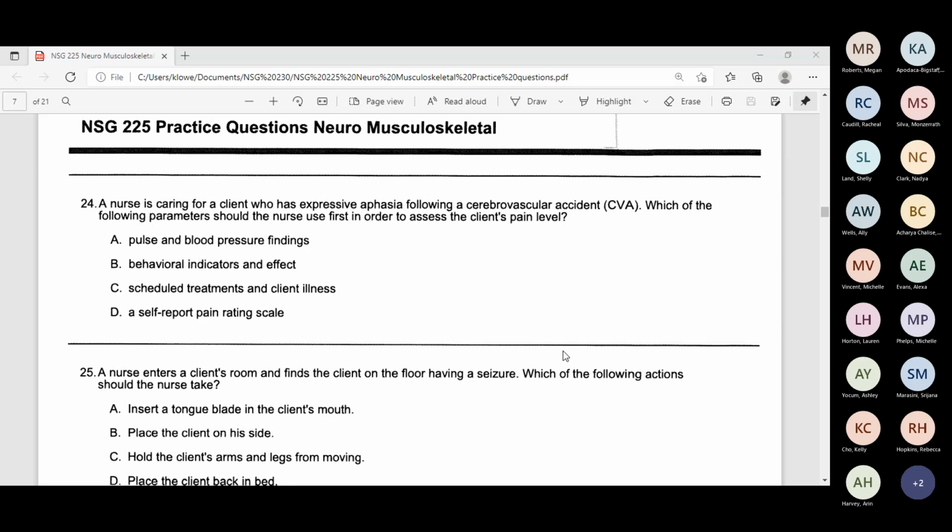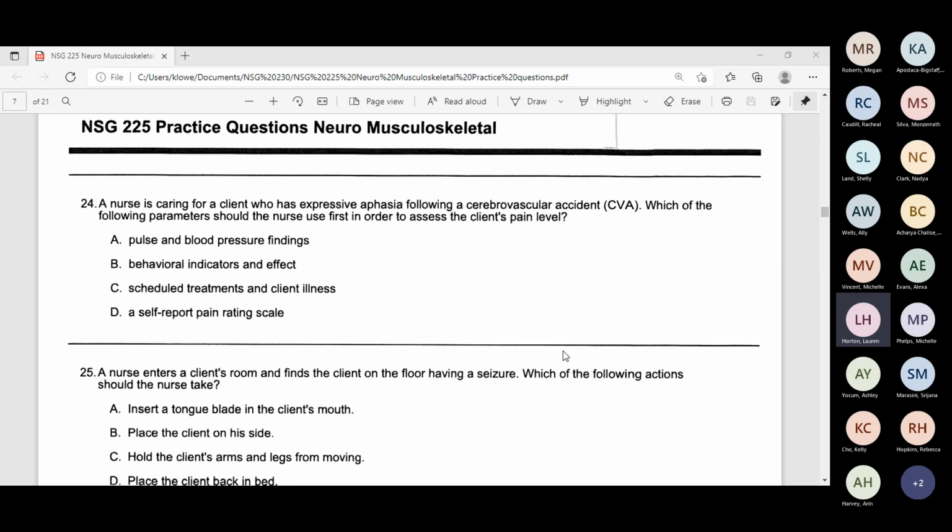A nurse is caring for a client who has expressive aphasia following a cerebral vascular accident. Which of the following parameters should the nurse use first in order to assess the client's pain level? So what is expressive aphasia? They can understand, they just can't speak or articulate. Right, they're having difficulty expressing their side of getting information across to you. So of all those things there, which should the nurse use first to assess the client's pain level?